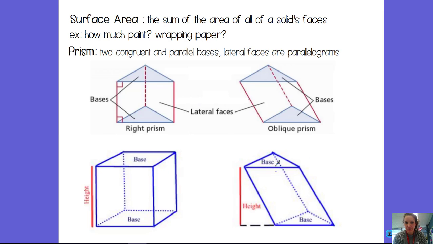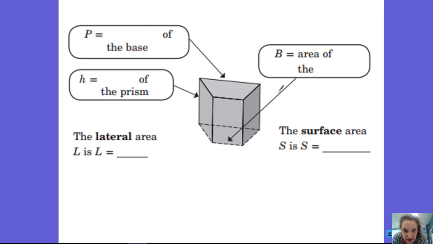In this oblique prism right here, the height of that prism is actually outside of the prism, or we could scoot it in. You might see it something like that. That might be the height. It looks real janky. But your height is the length between the two bases, and it will always be perpendicular to the bases. Okay, so there are two types of area that we find.